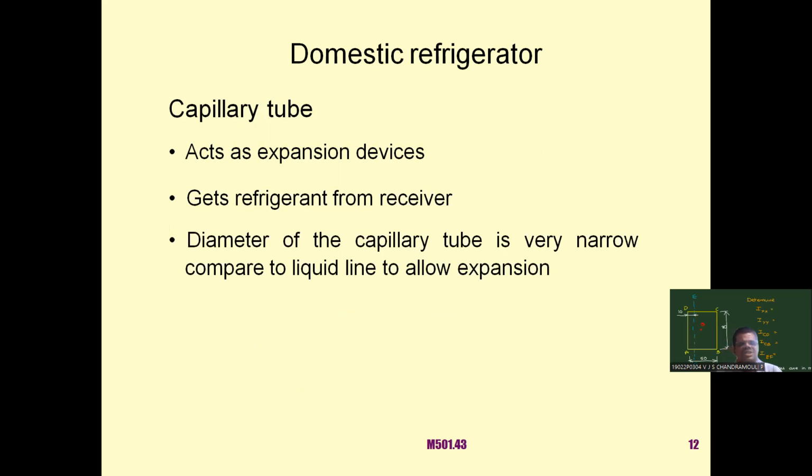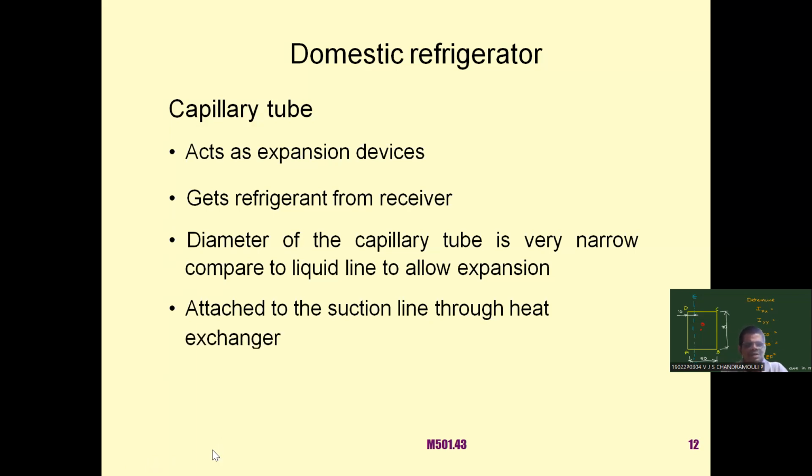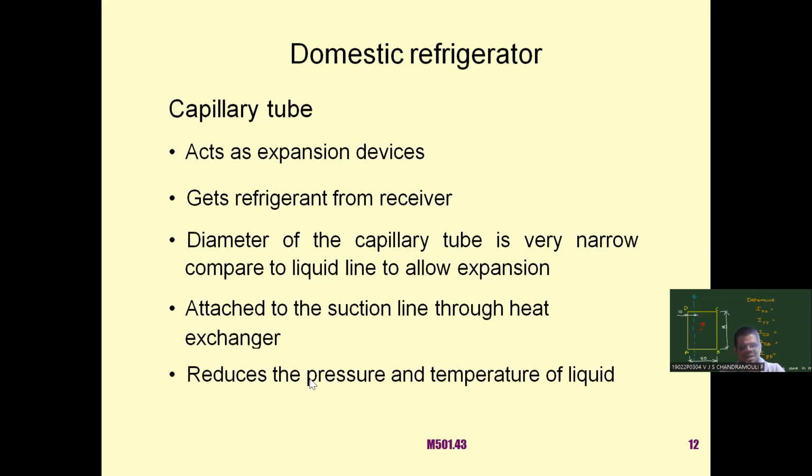Based on the load conditions, the capillary tube sucks the required quantity of refrigerant from this receiver, and the diameter of the capillary tube is very narrow. So this also we have discussed. It is attached to the suction line through a heat exchanger. That means it is brazed to the suction line. In the capillary tube, the pressure is reduced as well as the temperature.